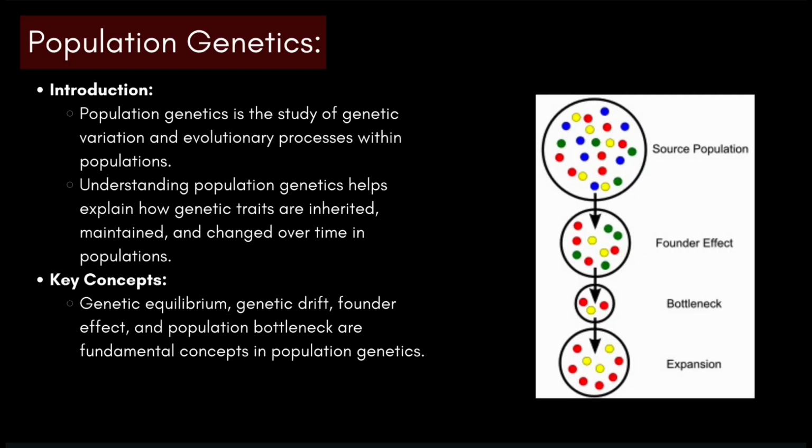The main focus of today's lesson is going to be about population genetics. Population genetics is the study of genetic variation and evolutionary processes within populations. Understanding population genetics helps explain how genetic traits are inherited, maintained, and changed over time in populations. Some key concepts to remember include genetic equilibrium, genetic drift, founder effect, and population bottleneck. Moving on.